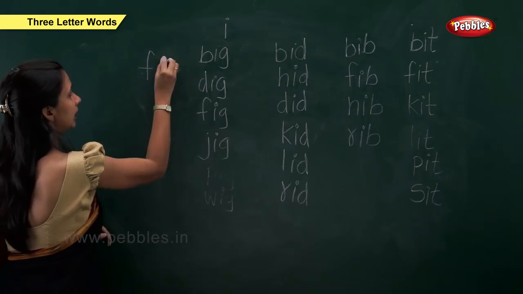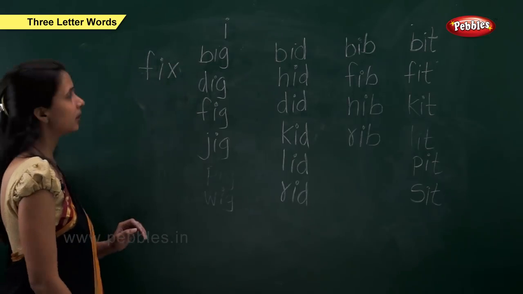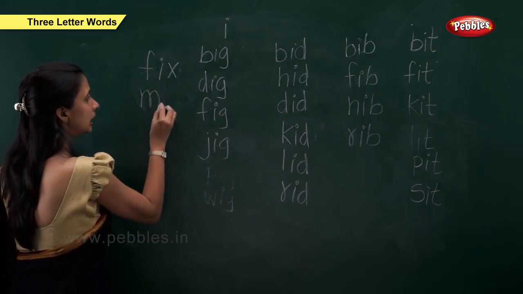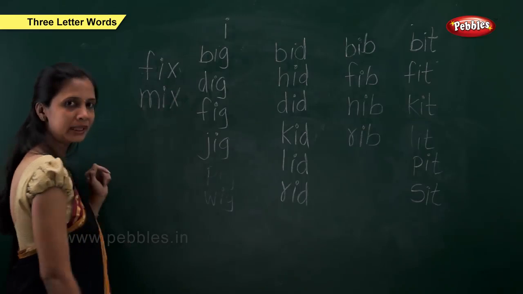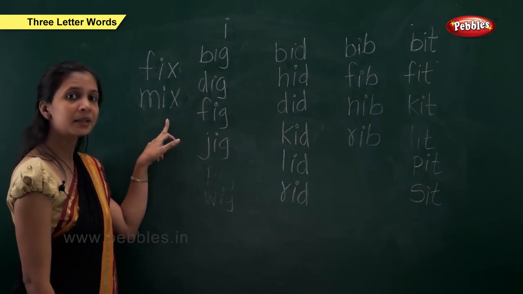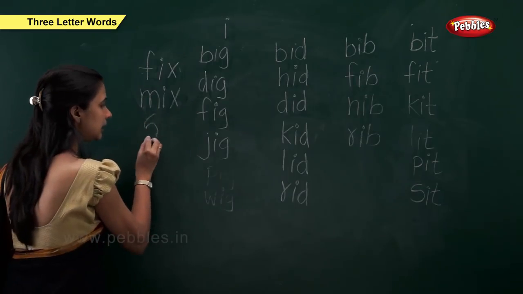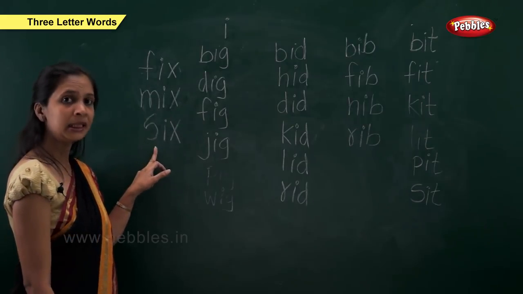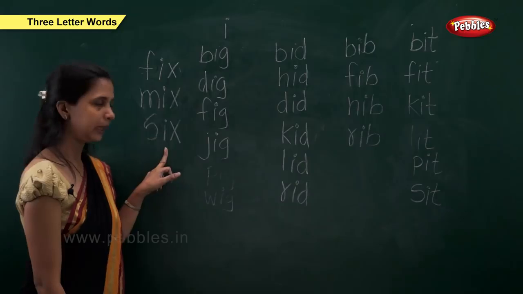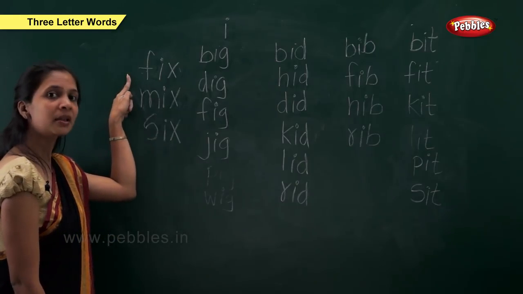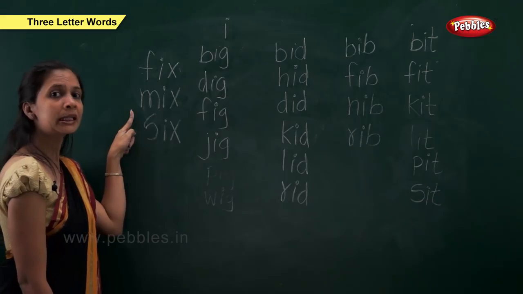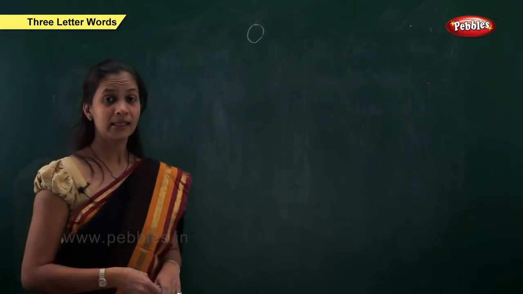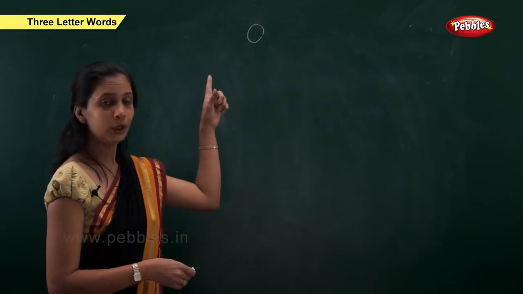F, I, X, fix. F, I, X, fix. M, I, X, mix. M, I, X, mix. S, I, X, six. S, I, X, six. Now we will repeat. F, I, X, fix. M, I, X, mix. S, I, X, six. Let us take three letter words with the help of vowel O.